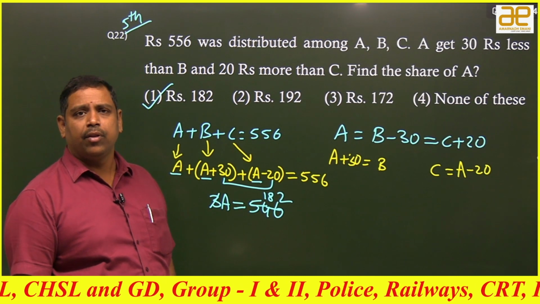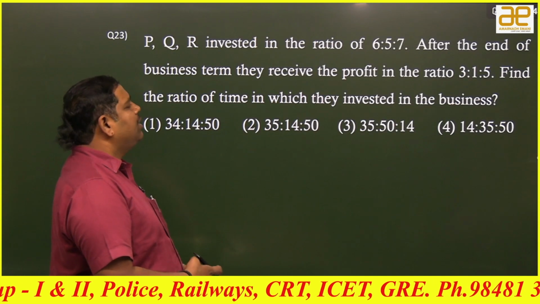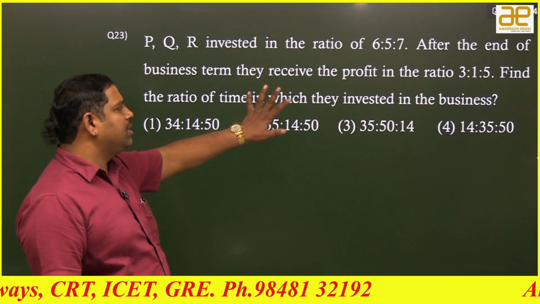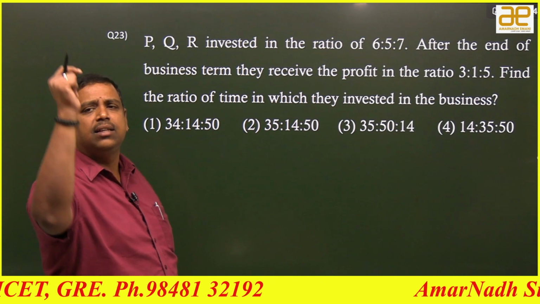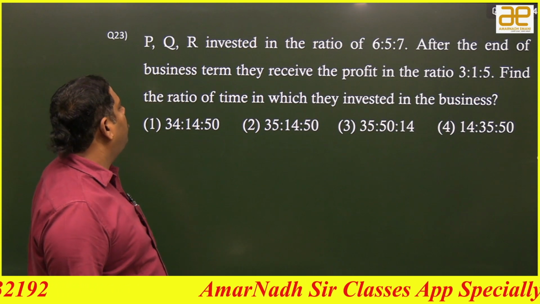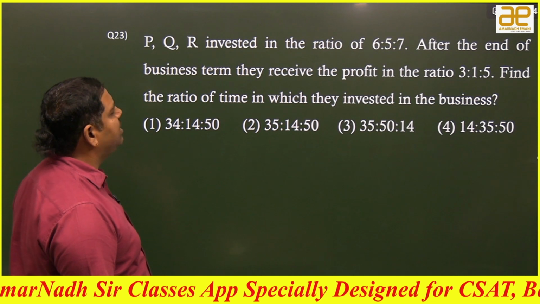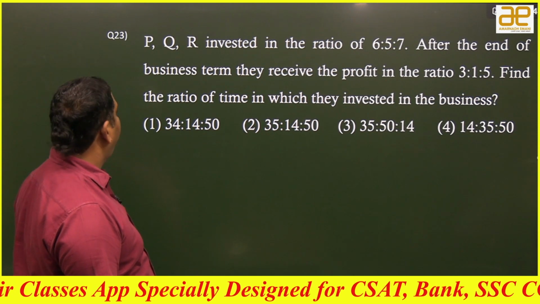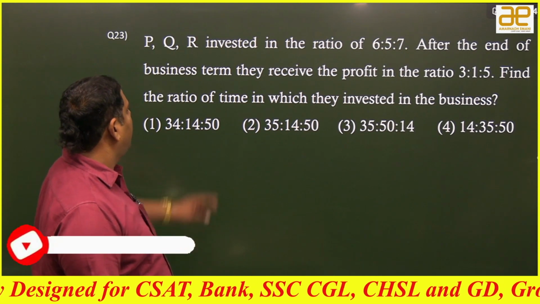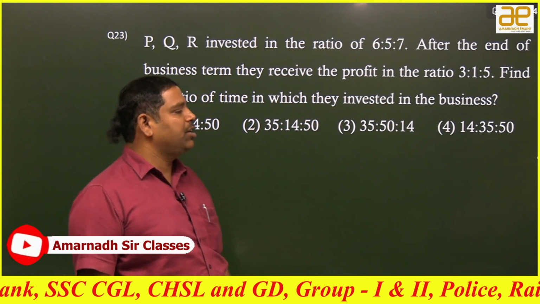How funny it is. Let's see the next beautiful one. PQR. This is actually one of the models. If you have practiced this question, in the examination you can answer it like this, else it will be a help for you. PQR invested in the ratio 6:5:7. After the end of the business term, they received the profit in the ratio 3:1:5. Find the ratio of time in which they invested in the business. He specified the investment ratio and the profit ratio, and he is asking about the ratio of time periods.